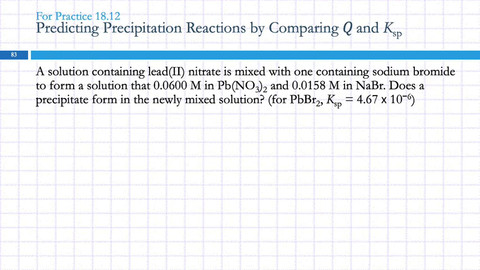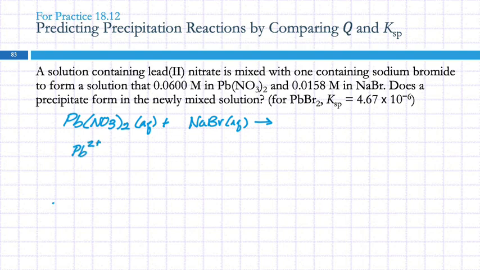Well, it's always a good idea to look at the chemical equation. So we've got lead nitrate, and we've got sodium bromide. And that's going to do one of those double replacement reactions. So we're going to end up with, well, let's write it out in case you've forgotten.